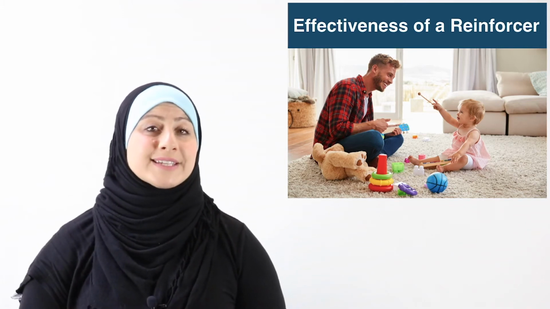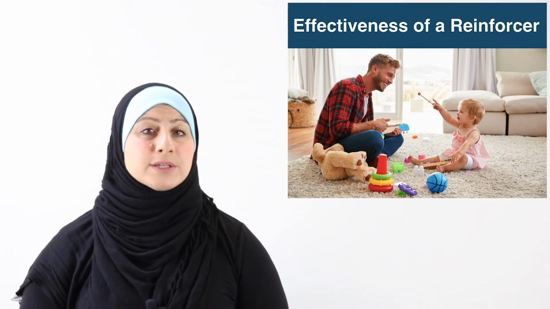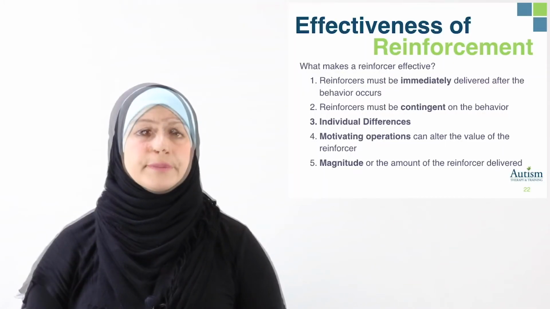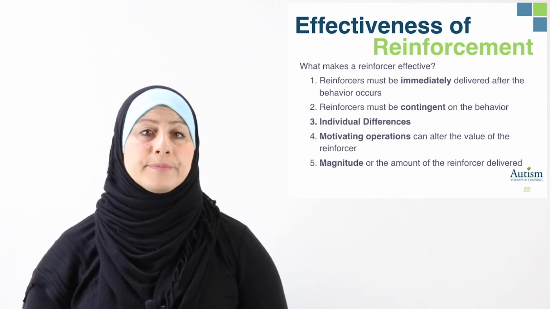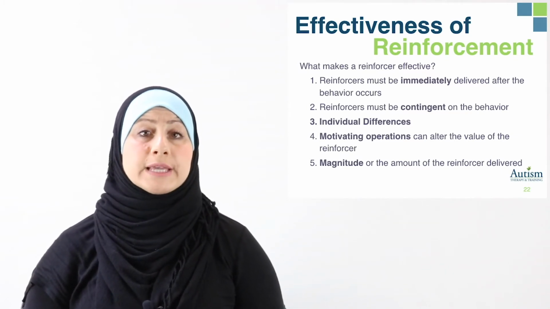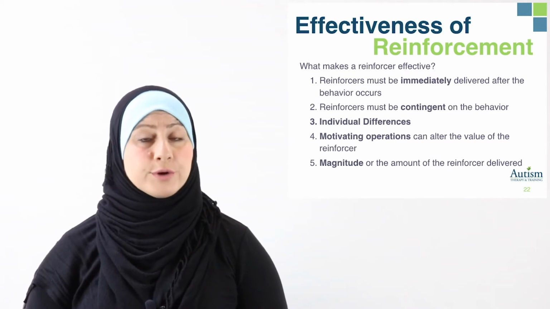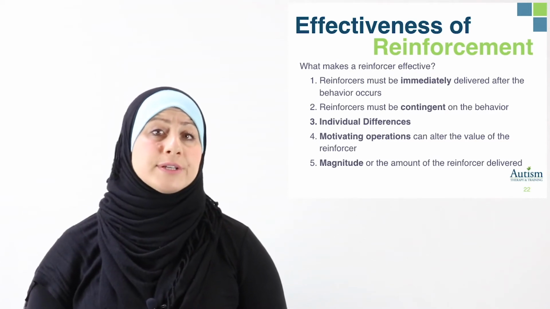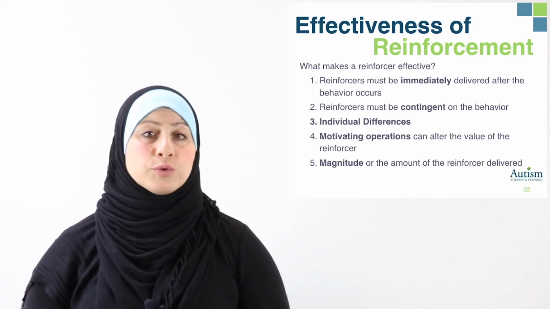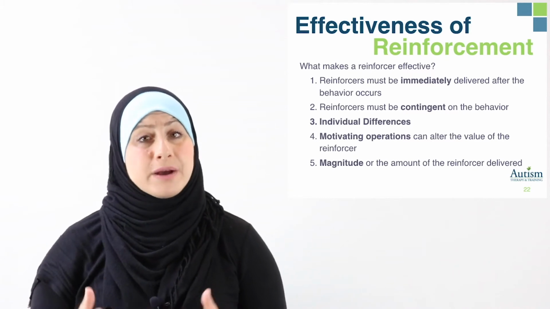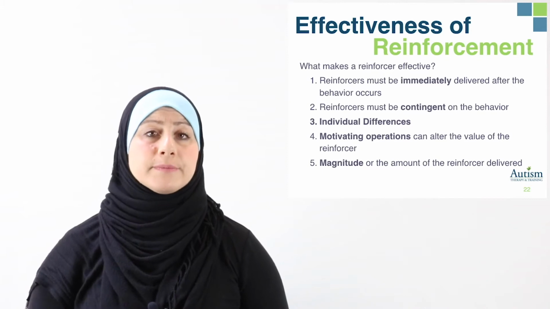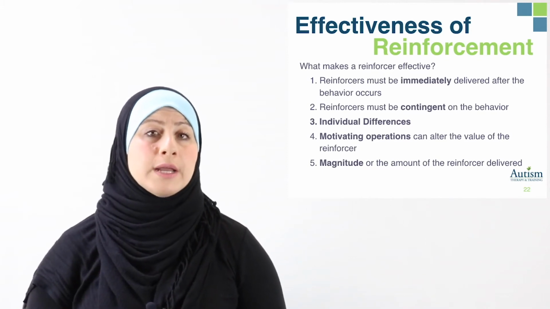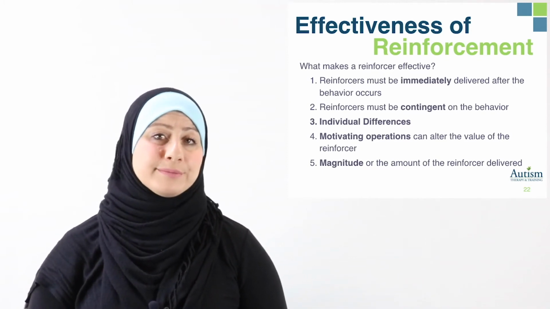Okay, let's continue. What makes a reinforcer effective? Reinforcers must be contingent on a behavior. Motivating operations can alter the value of the reinforcer. Individual differences play a major role, and magnitude or the amount of the reinforcer delivered can also impact the effectiveness. I'm going to explain each one and how it impacts the behavior.